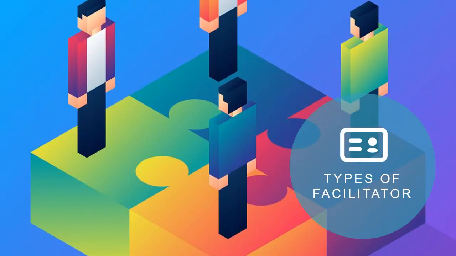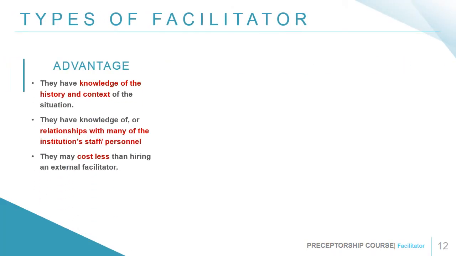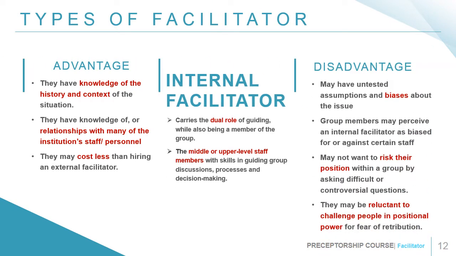Types of facilitator. An internal facilitator carries the dual role of guiding, while also being a member of the group. They are part of the middle or upper level staff members with skills in guiding group discussions, processes and decision making. The advantage is they have knowledge of the history and context of the situation. They have knowledge of, or relationships with, many of the institution's personnel. They may cost less than hiring an external facilitator.